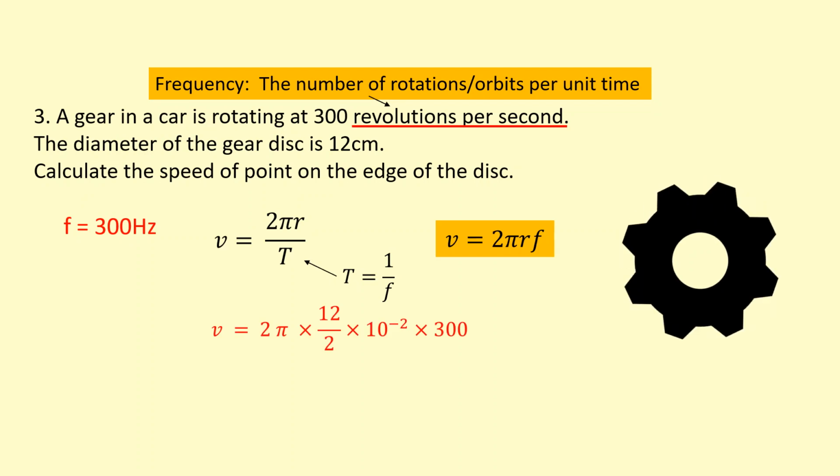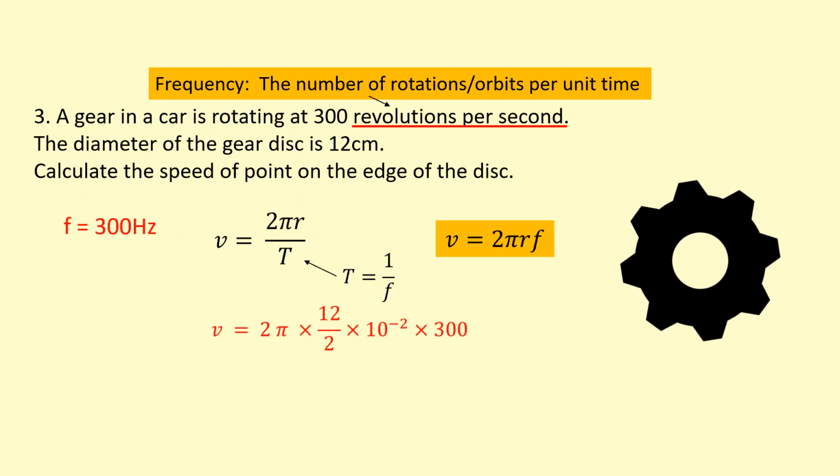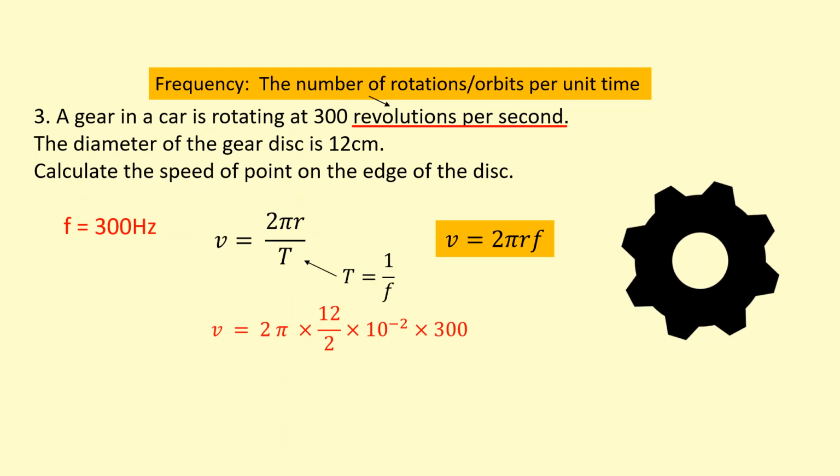And I'm just going to put the numbers in. Here I've got 2 pi r. I've turned from centimeters into meters. I've divided the diameter by 2 as well. And then I've times by the frequency to get my speed of 113 meters per second.